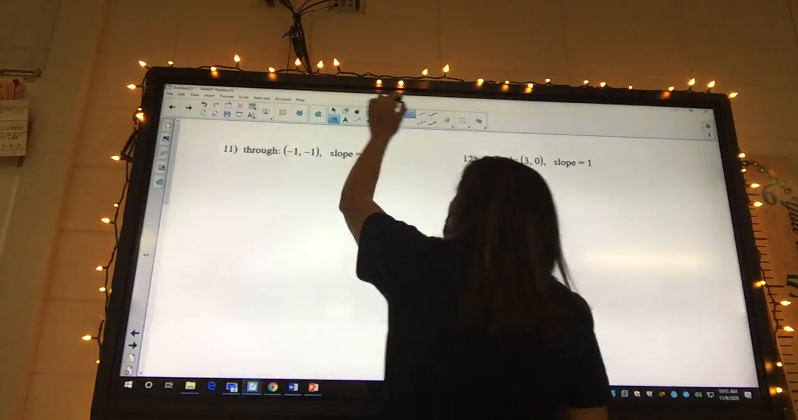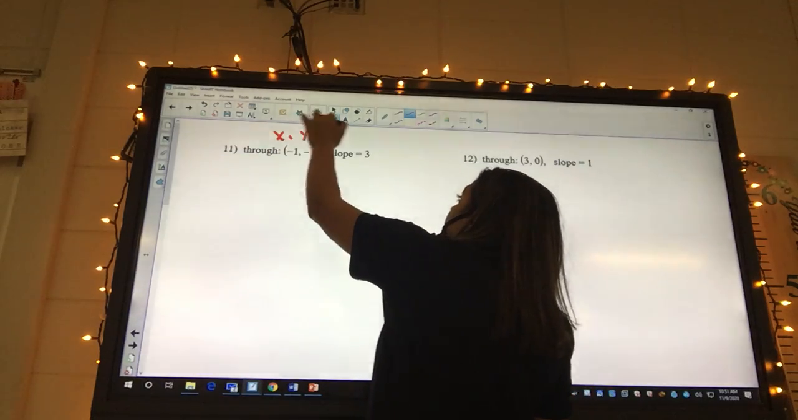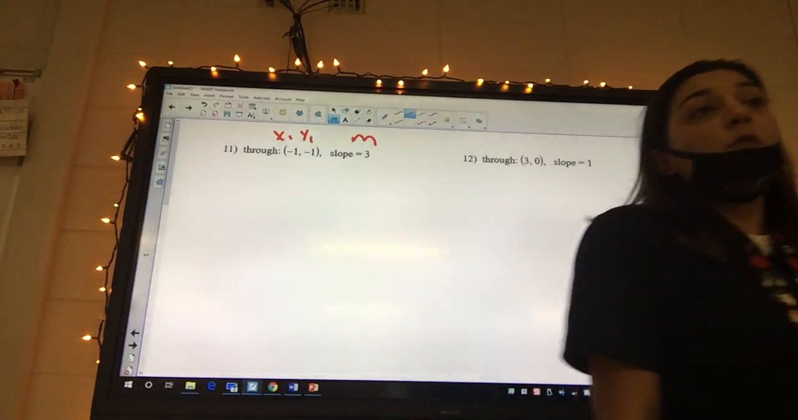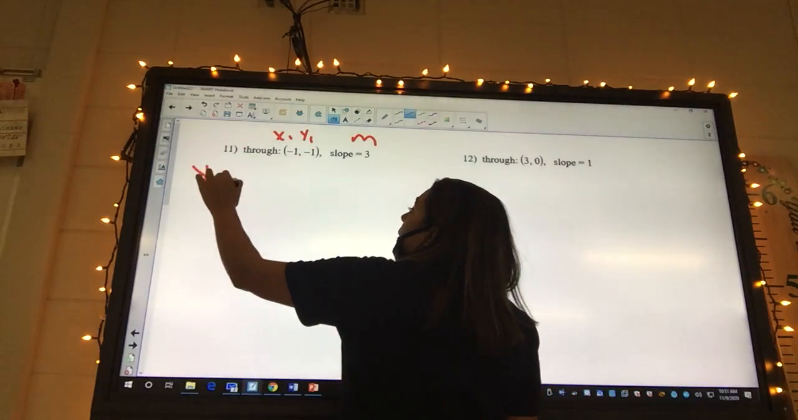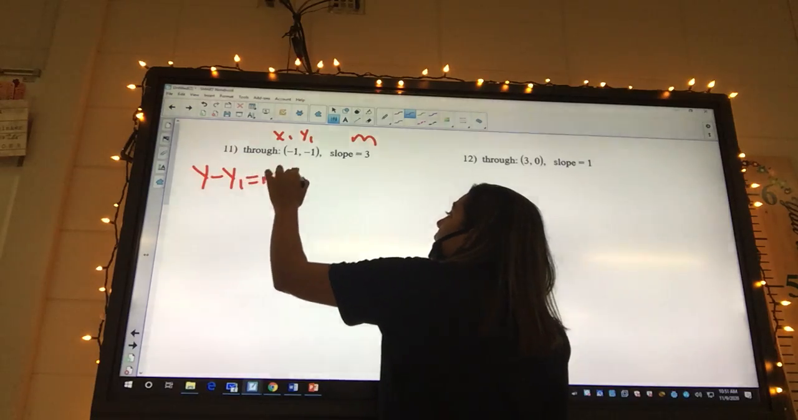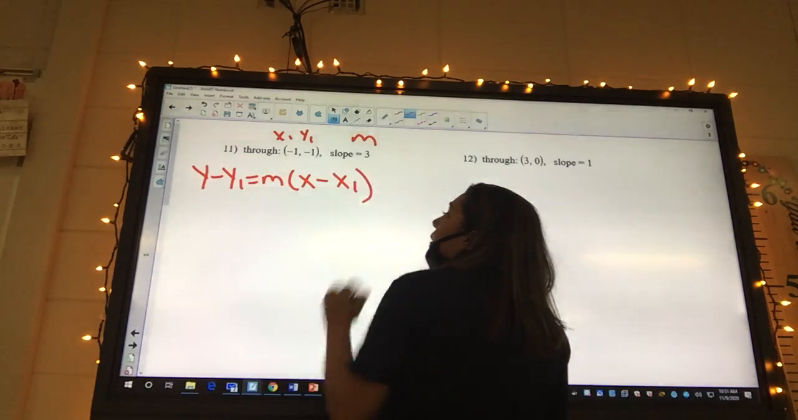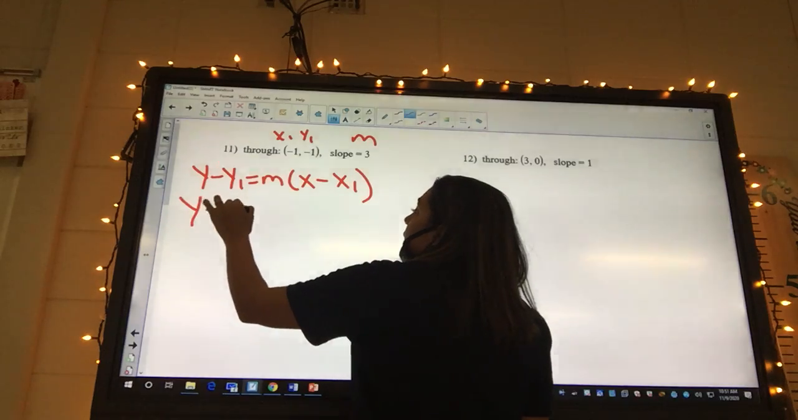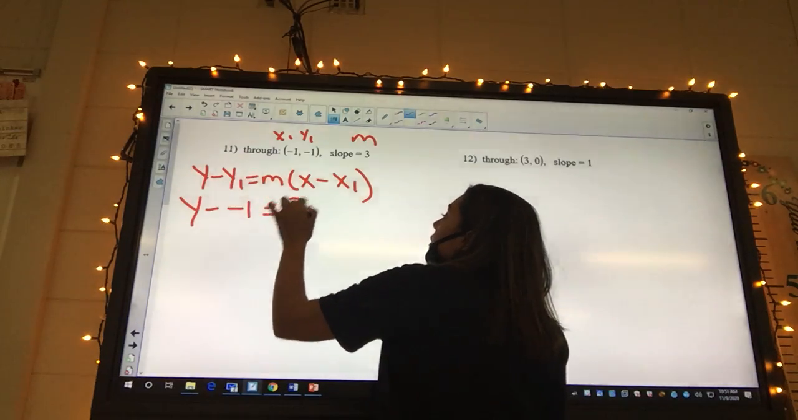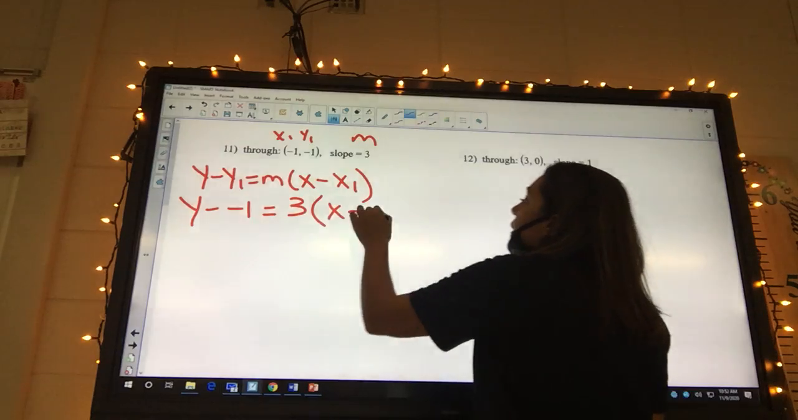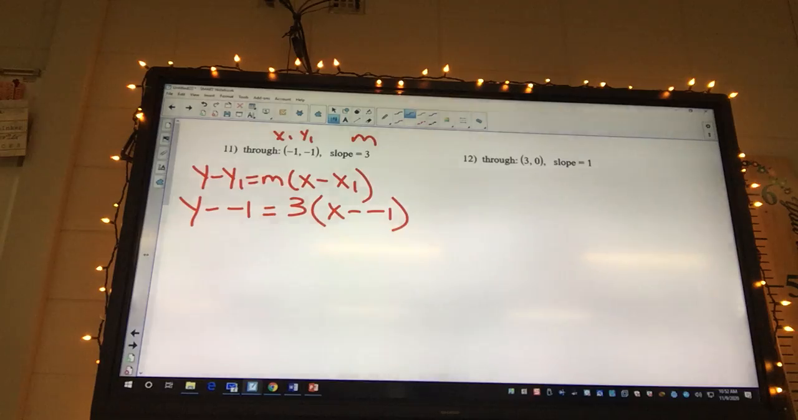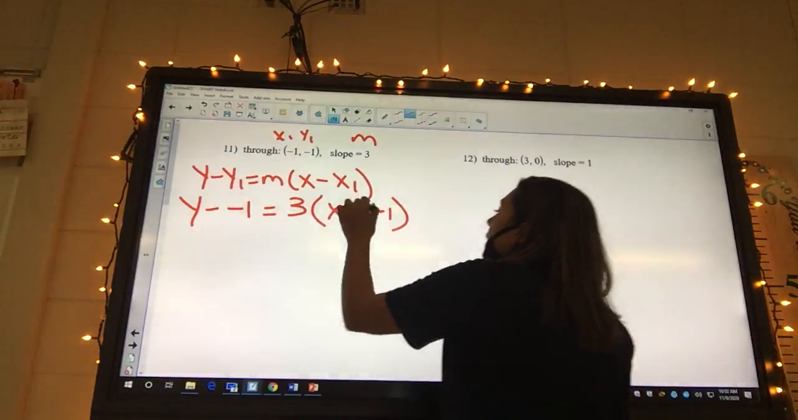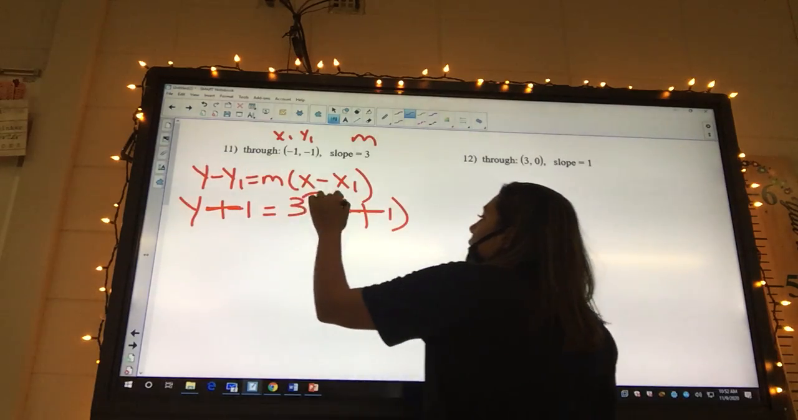Okay, let's look at 11. We have a point and a slope. So what formula are we going to use? Point-slope. So it's going to be y minus y1 equals m times x minus x1. I got y minus negative 1 equals, my m is 3, times x minus negative 1. We're going to change it to a plus. Then distribute.